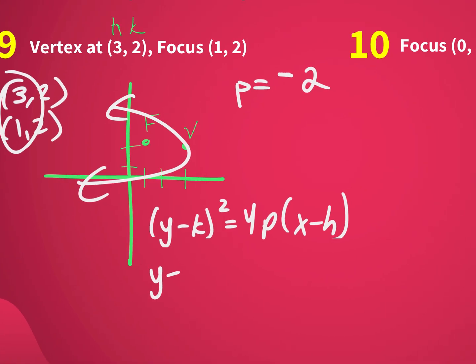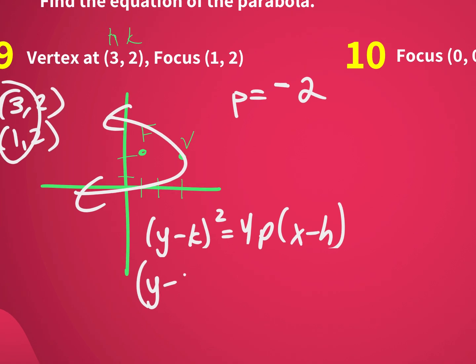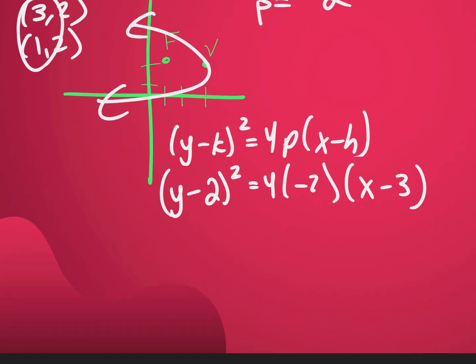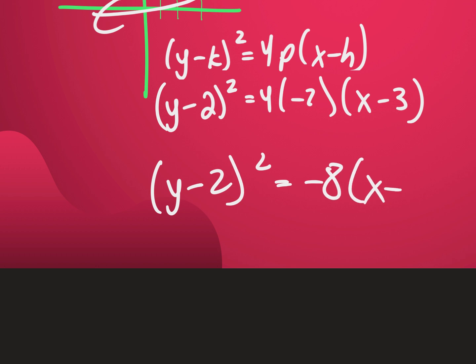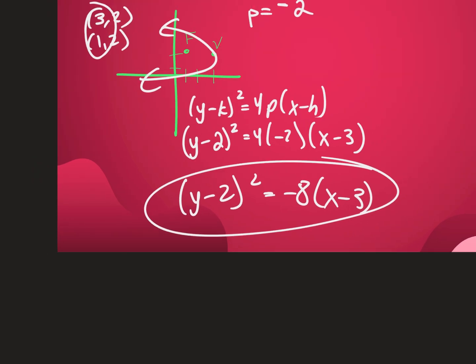I have y minus, what's my k value? 2 squared equals 4 times negative 2 times x minus what? 3, okay? So if we simplify that, y minus 2 squared equals negative 8 times x minus 3. Everybody with me?